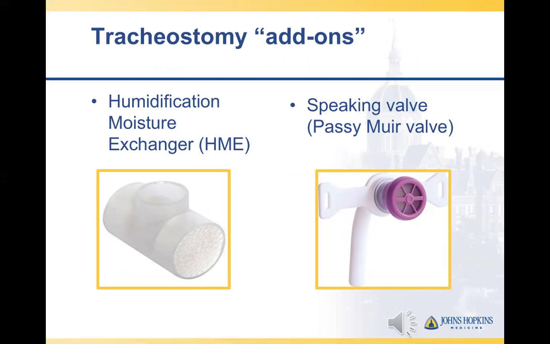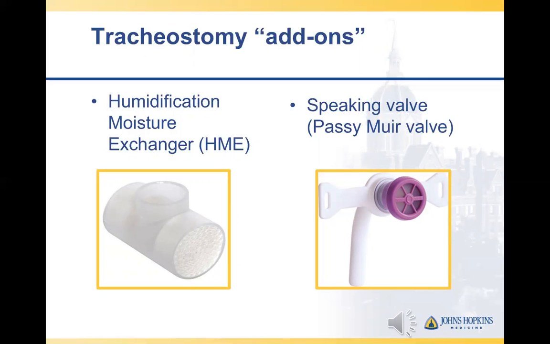There are two devices that are commonly used by patients with tracheostomy tubes. The first is the humidification moisture exchanger, or HME. HMEs are extremely important for children when they're not connected to their ventilator. The HME helps keep the air they breathe in through the tracheostomy tube filtered, warm, and moistened. You will hear some people refer to an HME as an artificial nose. The goal of using an HME is to help reduce infections and to keep the secretions humidified and thin.